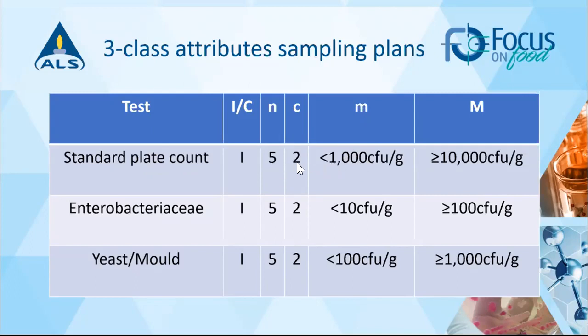2 of the samples submitted from a batch of 5 are able to go over the 1,000, but if any exceed the big M, so that's 10,000 CFUs per gram, then that renders the whole batch unacceptable. Regulatory limits generally use 3-class sampling plans, except where the risk of a pathogen is higher and a presence-absence test provides more robust safety acceptance criteria.